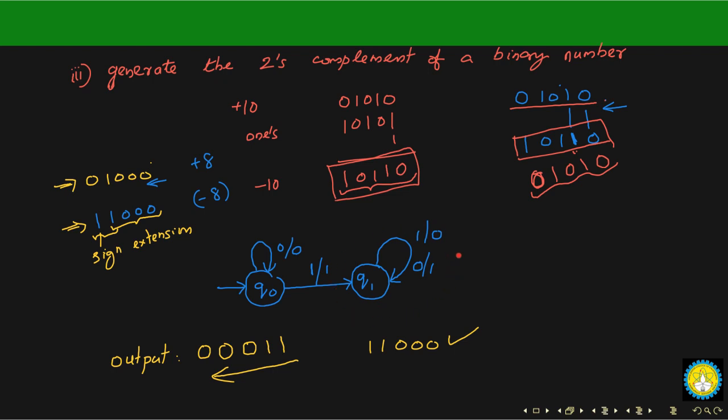This part is just 1's complement generation, and in this part, whenever you get a 0, you just output zeros, and whenever you get the first one, you output 1 and go to Q1, and from Q1 you actually generate the 1's complement, and that's the beauty of it. And that's how we are able to generate the 2's complement of a binary number.